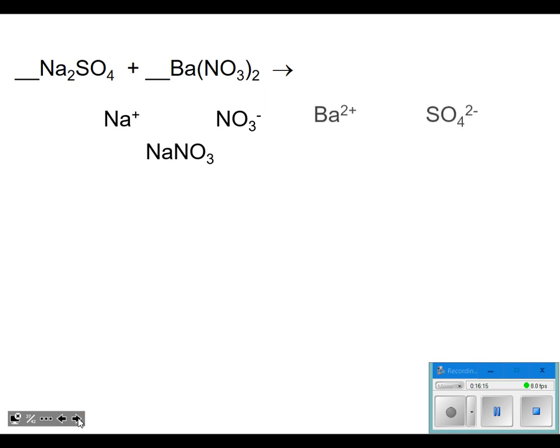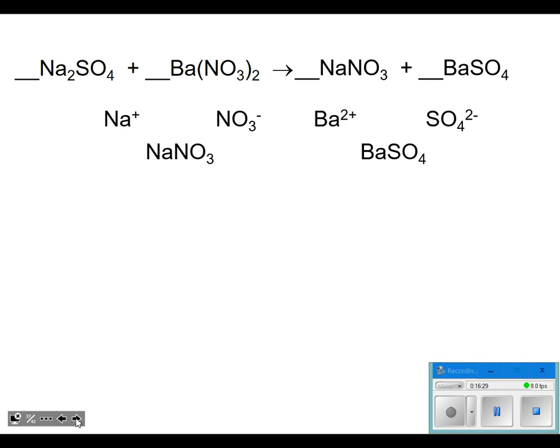And then I'll have barium, which is a positive 2, and sulfate, because it's the positive of this one and the negative of this one. So I get a positive 2 and a negative 2, which, if they're the same charge, cancel out, so it would just be BaSO4. And so my products would be as follows.